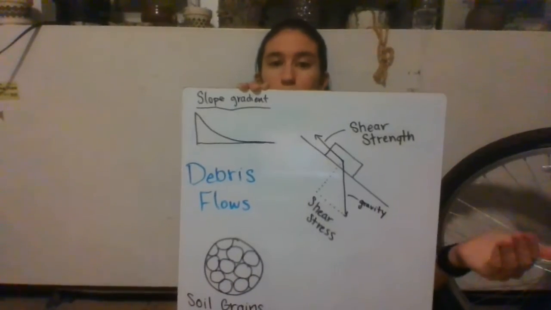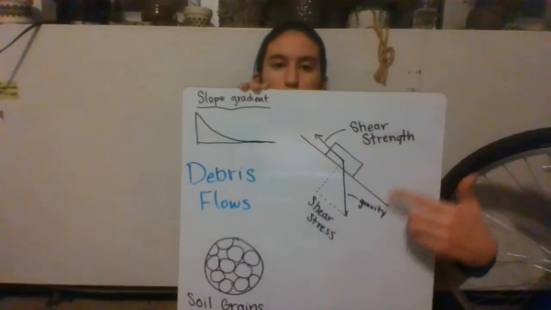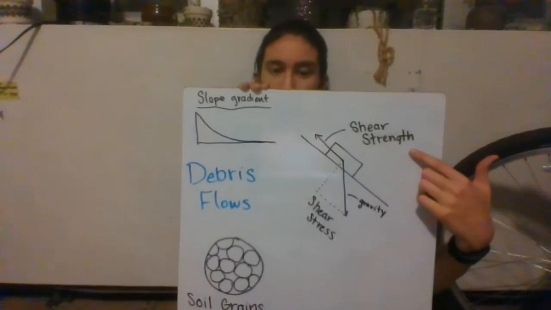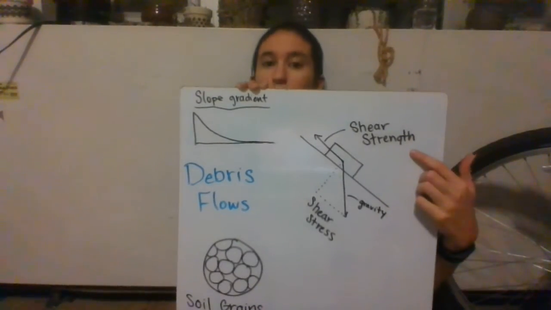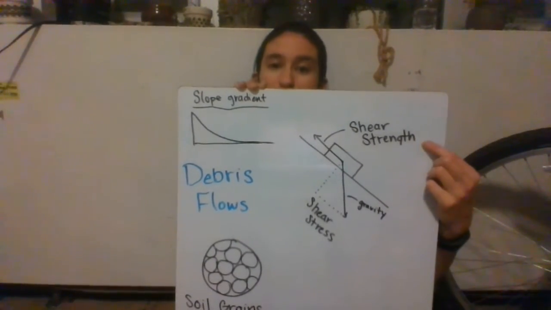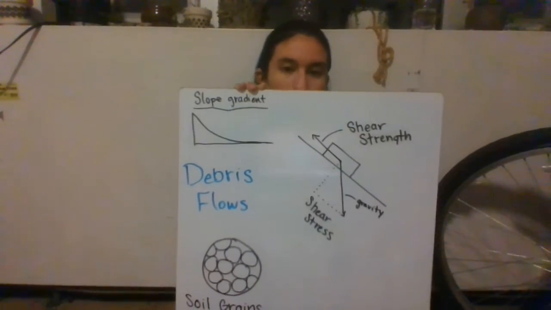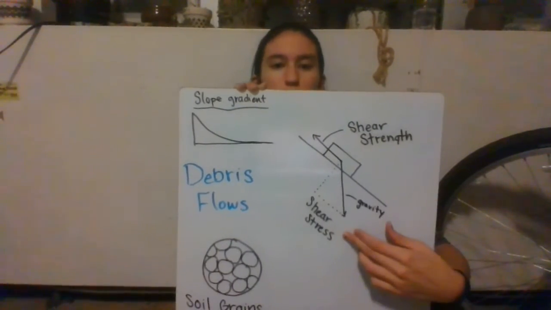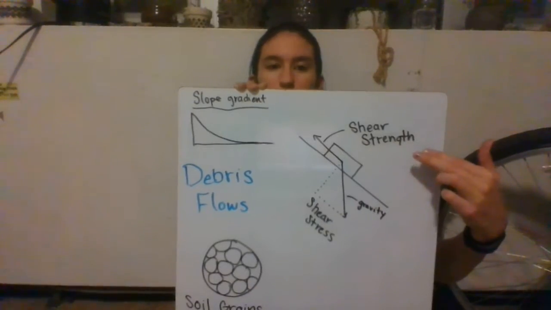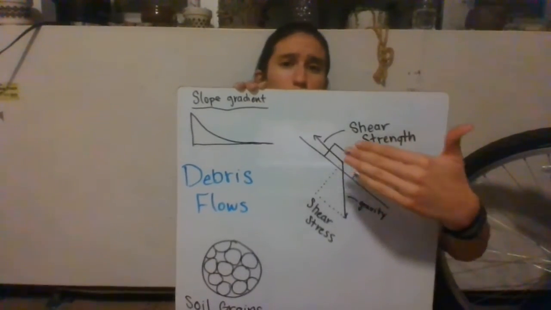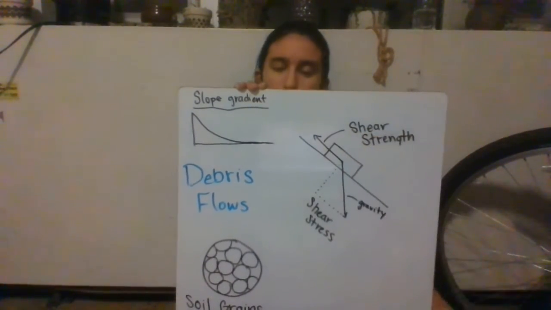At lower angles, your shear stress vector is much smaller than your shear strength vector. As the angle increases, though, your shear strength will stay the same while your shear stress increases. Eventually, this vector will be enough longer than this vector that your rock will just start going.